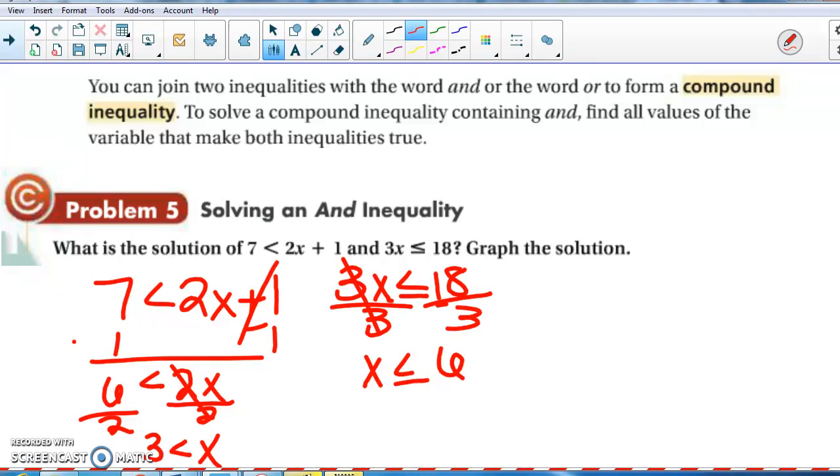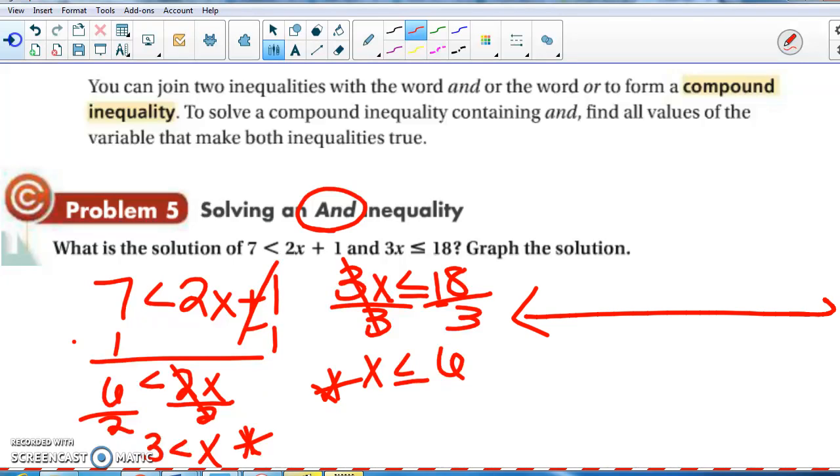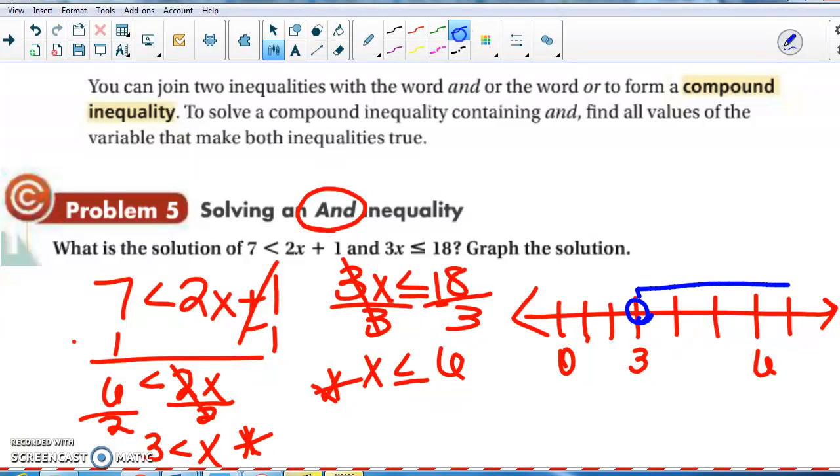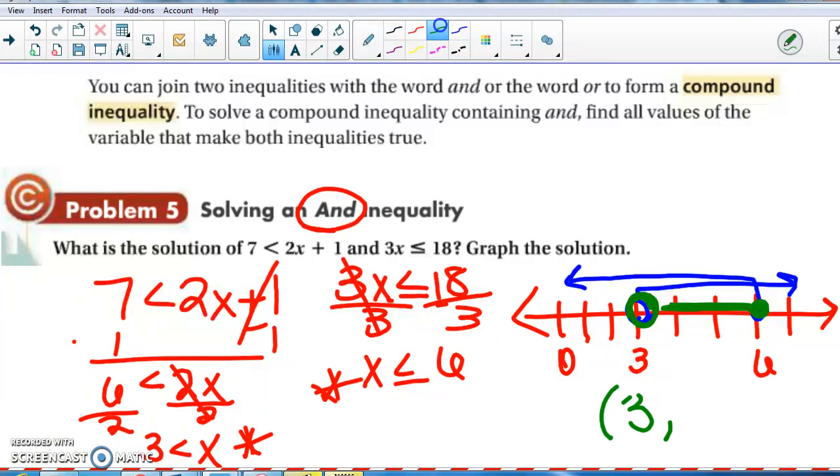So all of our solutions when we have and need to be fitting both of those conditions. So if you graph x is greater than 3, so open circle, and x is less than or equal to 6, so I have a closed circle. Now, where do these two solutions overlap? Well, it can be from 3 to 6. So we can also write that in interval notation. A parenthesis goes with the open circle at 3 to 6 with a bracket because it is a closed circle.